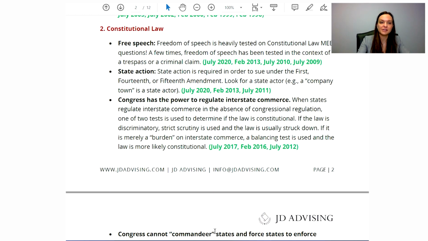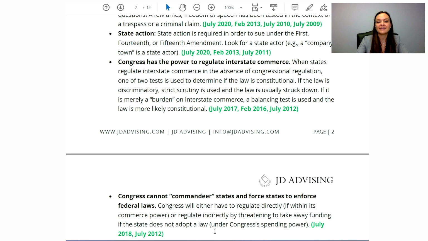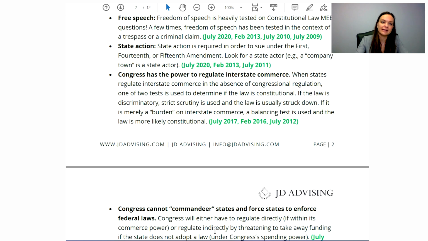Turning to our next subject, which is fair game, is constitutional law. A few things that are rather heavily tested topic-wise within constitutional law are free speech, state action, the fact that Congress has the commerce power, therefore Congress can regulate interstate commerce, and the fact that Congress cannot commandeer or force the states to enforce federal laws or implement federal programs. So a few things I want to say about this.